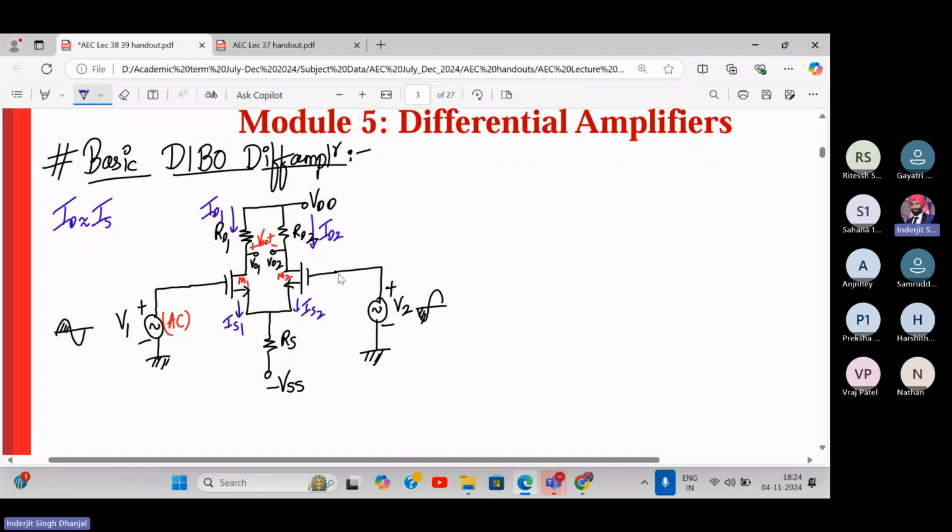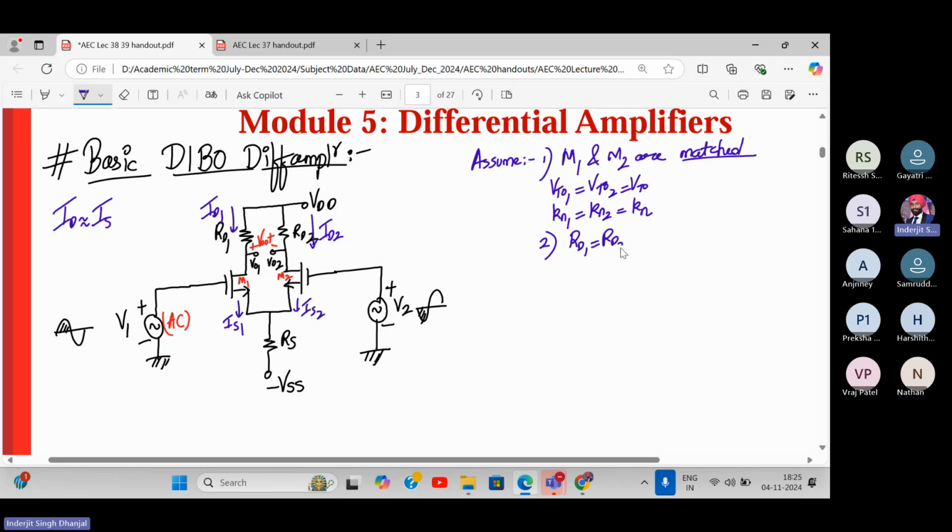All right. Now we have to assume certain things. So write down assumption. Number one, we assume that both the transistors are matched. So M1 and M2 are matched. What do you mean by matched? Their threshold voltage is same. So VTO1 is equal to VTO2 is equal to VTO. And the transconductance is same. KN1, device gain is same. KN1 is equal to KN2 is equal to KN. That is what you mean by matched. And secondly, the resistors RD1 and RD2 are similar. So resistor RD1 is equal to RD2 is equal to RD. All right.